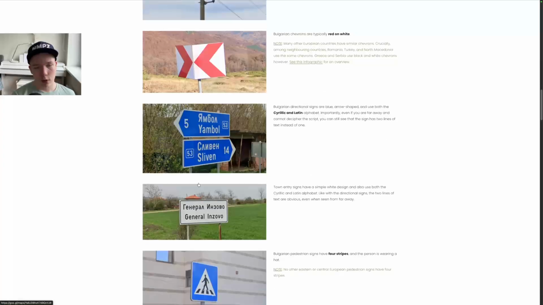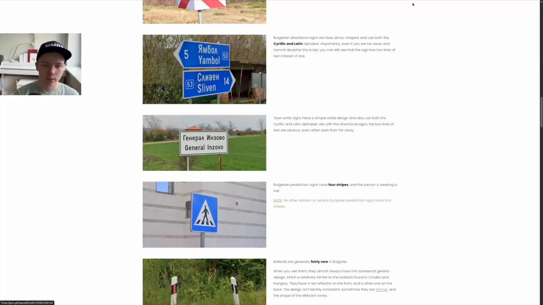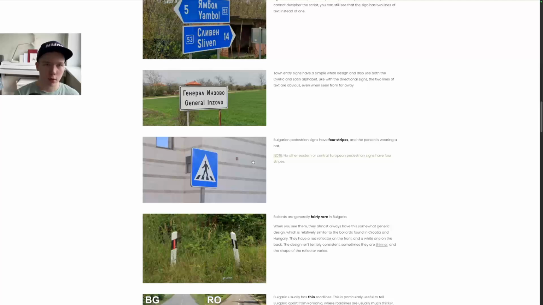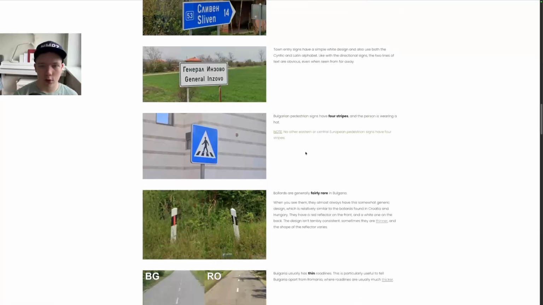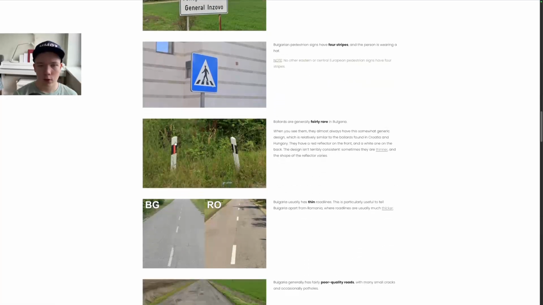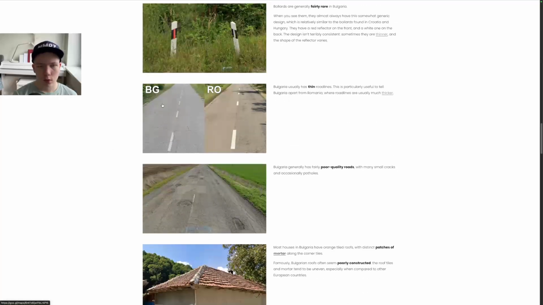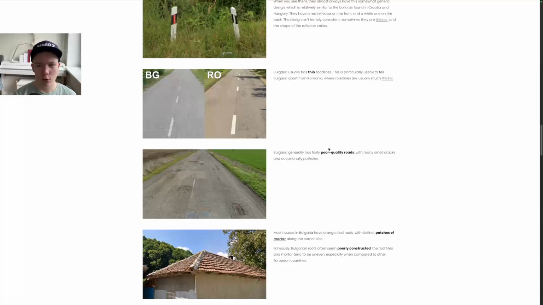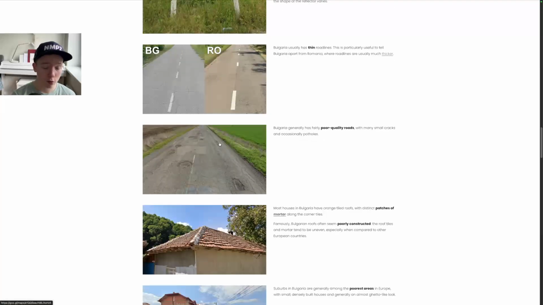quite similar to the Romanian ones, but in Romania you will never see Cyrillic or any kind of Russian looking language, because the Romanian language is actually not related to the Slavic languages at all, I don't think so anyway. Four stripes on pedestrian signs normally. Yeah, bollards are also really rare in Bulgaria, I would say. Thin road lines. Yeah, poor quality roads, but sometimes you can see good quality roads.